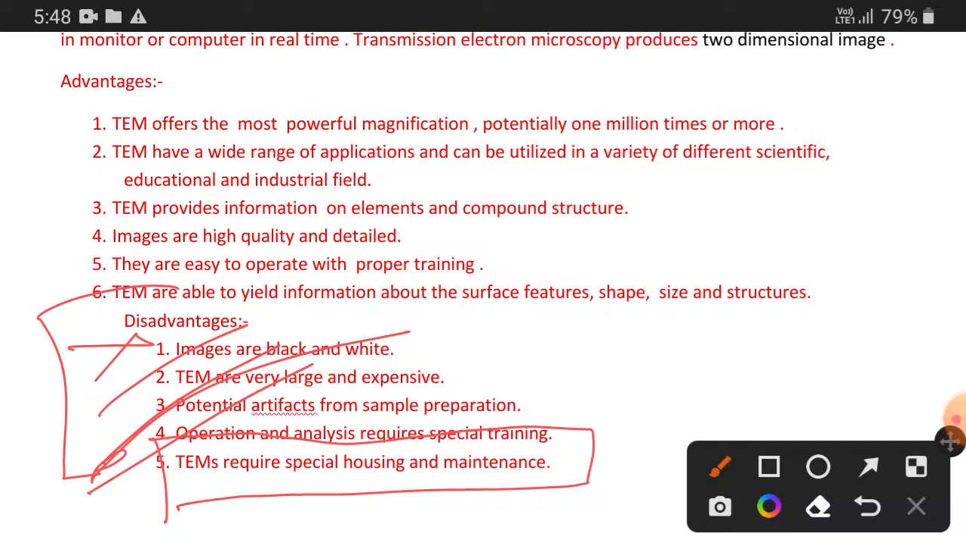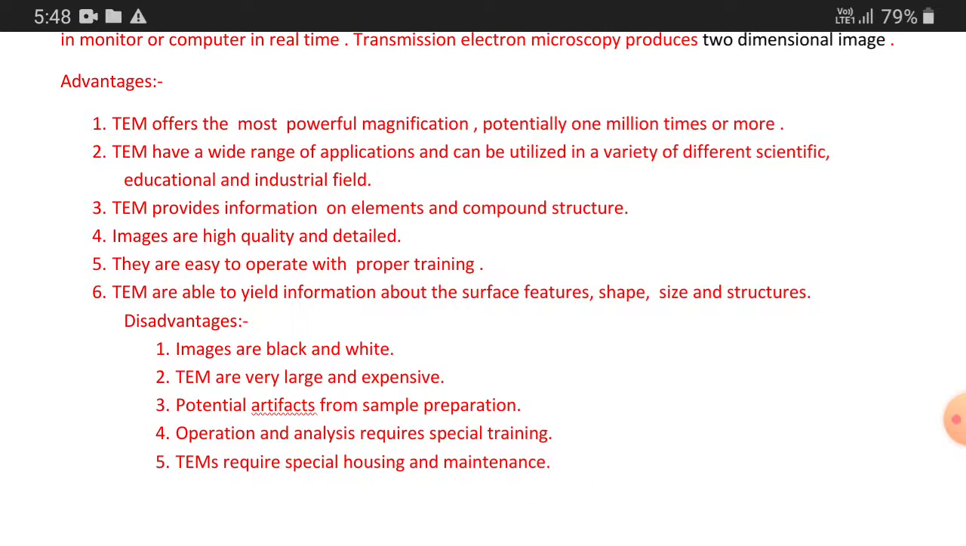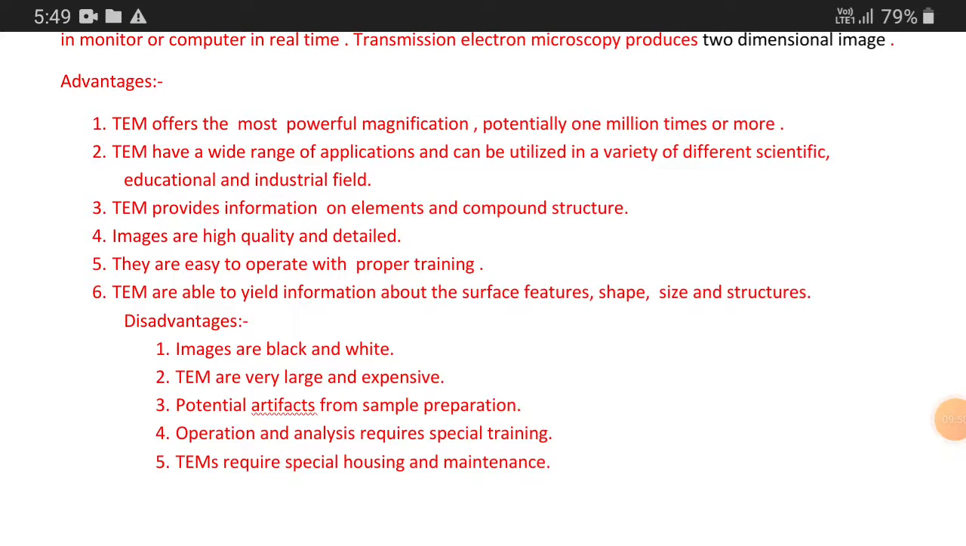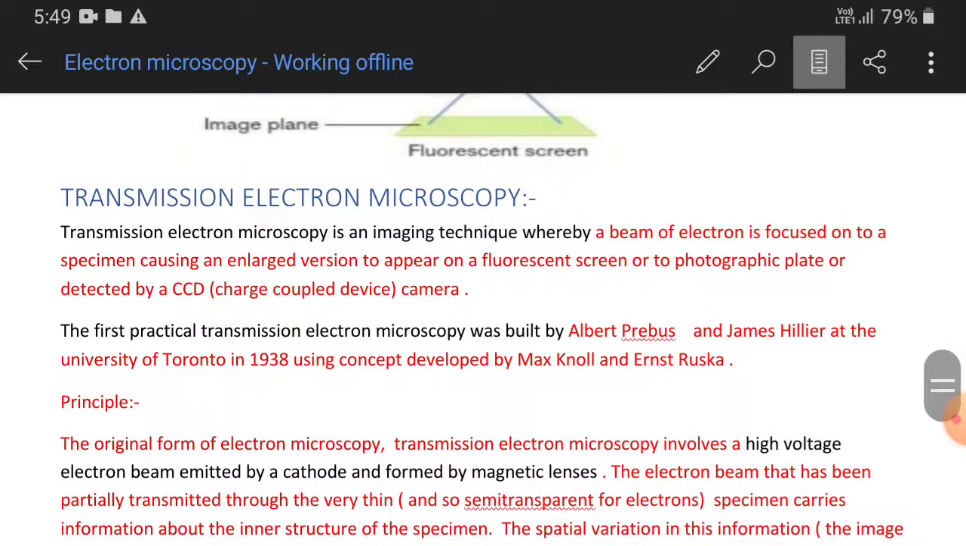Also the operation and analysis require proper training, and there is potential for artifacts from sample preparation, and this is obvious because, as we have discussed, sample preparation consists of about 5 to 6 steps, right? So without proper training and manual practice, it is nearly impossible to prepare your sample without any artifacts. That means the chance of artifacts is obvious. Okay, so those are the advantages and disadvantages of transmission electron microscopy.